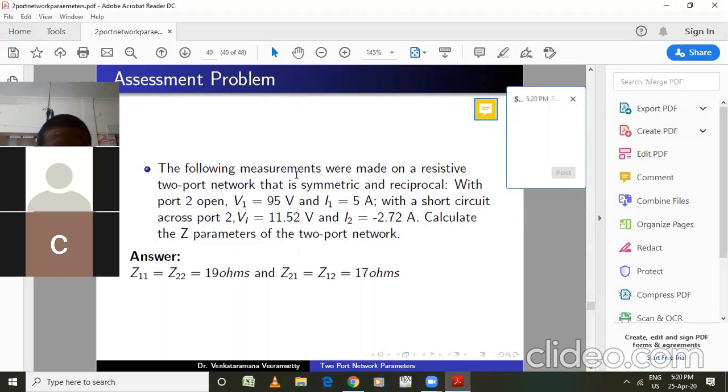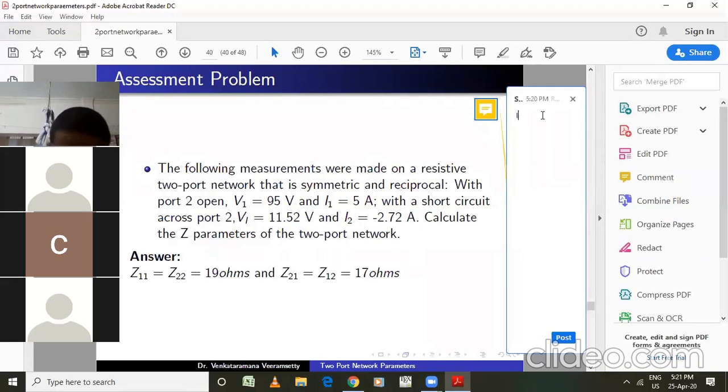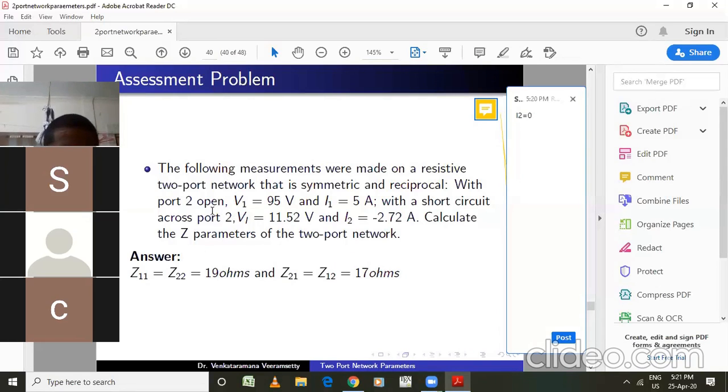Right. The following measurements were made on a resistive two-port network that is symmetric and reciprocal. So the given two-port network is symmetric and reciprocal. Next, with port 2 open. Port 2 open means what is zero? With port 2 open, which parameter will be 0? I2 equal to 0. And they provide the information that V1 equal to 95 and I1 equal to 5.